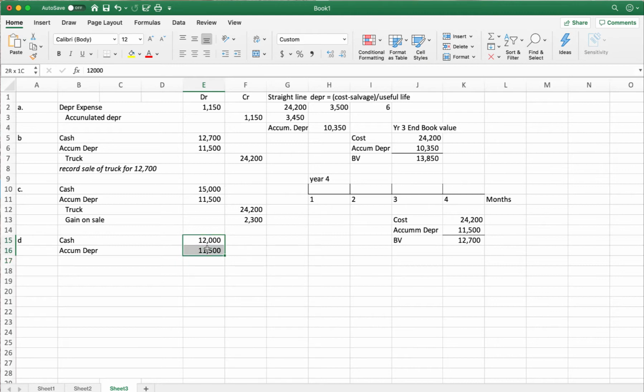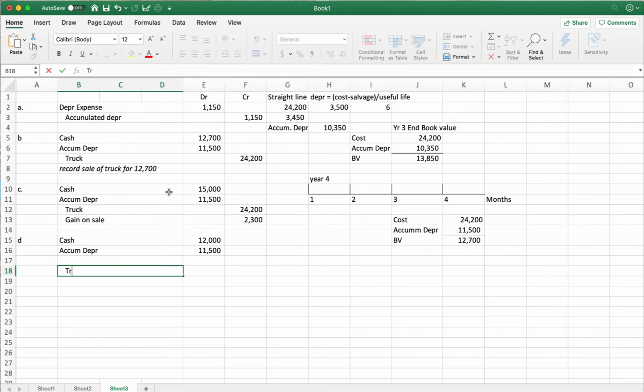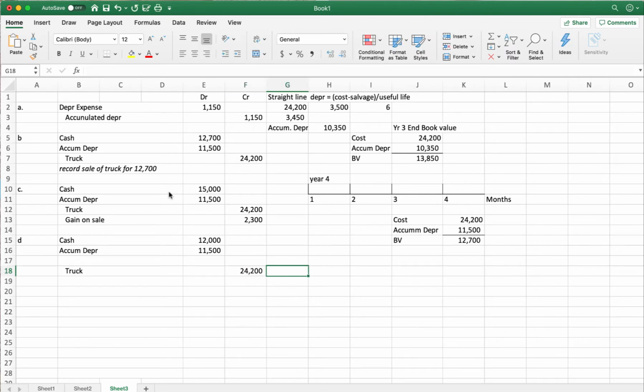Okay. So if I add these up, they equal $23,200. Okay. Well, I need to get the asset off the books. So I'm going to credit the truck account for $24,200. Why did I do that? That's the acquisition cost. That's what it's on the books for. Debits and credits do not match. They don't, right? There's a $700 difference. Our credits are $700 higher than our debits. So I need to book a loss on sale.